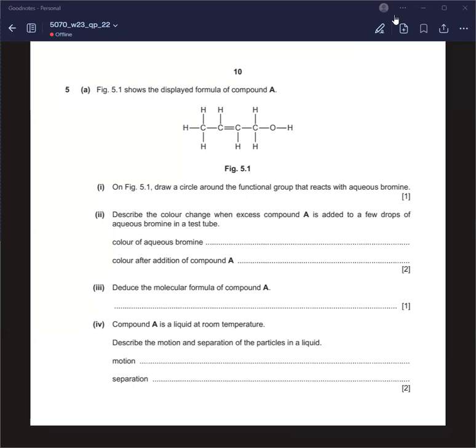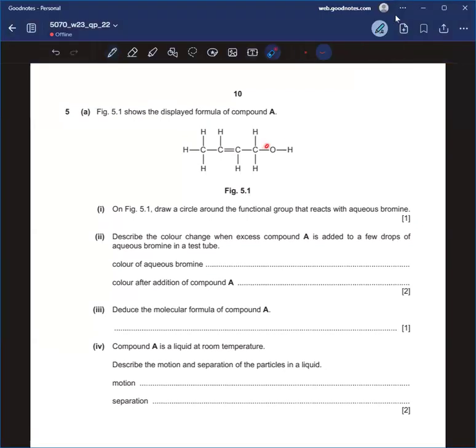So here we can see we have two functional groups, OH and C double bond C. But we know that only C double bond C will be reacting with aqueous bromine and will be decolorizing it. So let me circle.